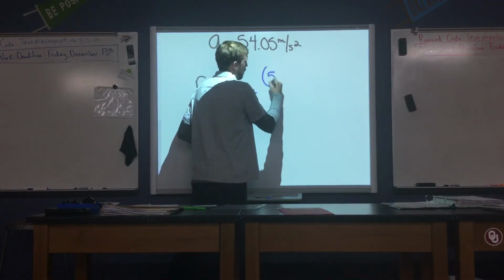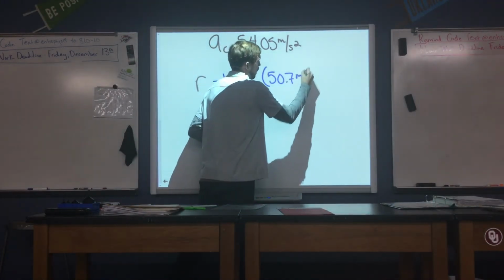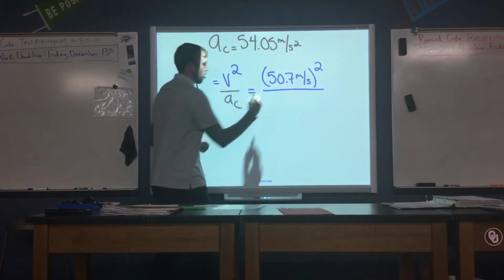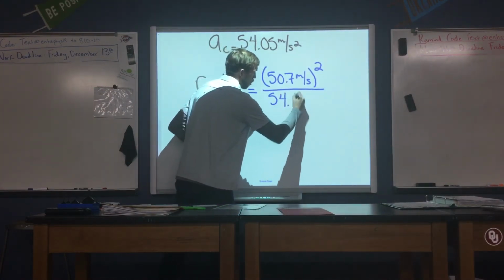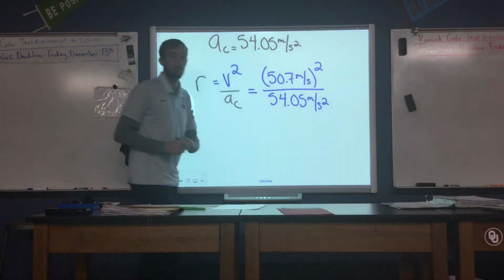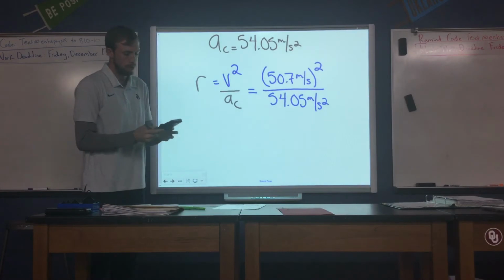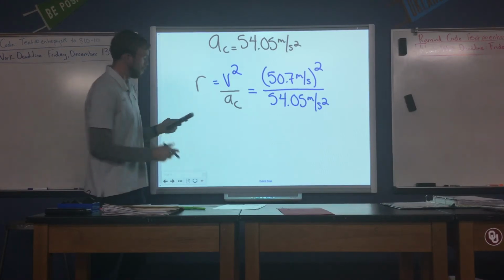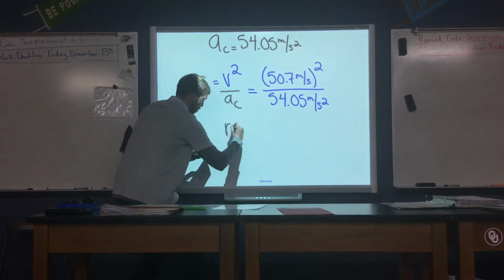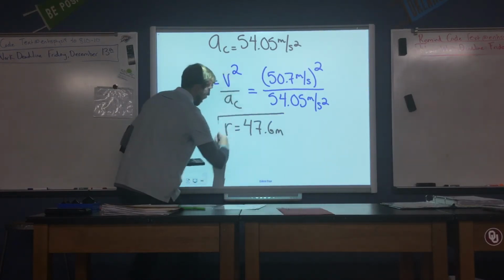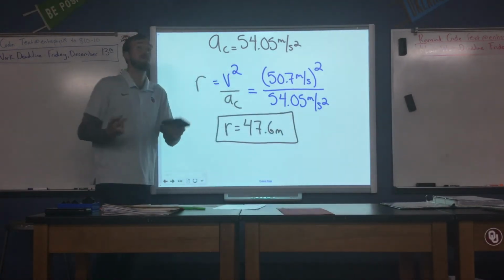We were given at the beginning of the problem the velocity of our object, 50.7 meters per second. We'll square that value, divided by our centripetal acceleration, which we just found, 54.05 meters per second squared. So now I will plug these values into our expression, and I'll get a value for the radius of 47.6. That will be meters.